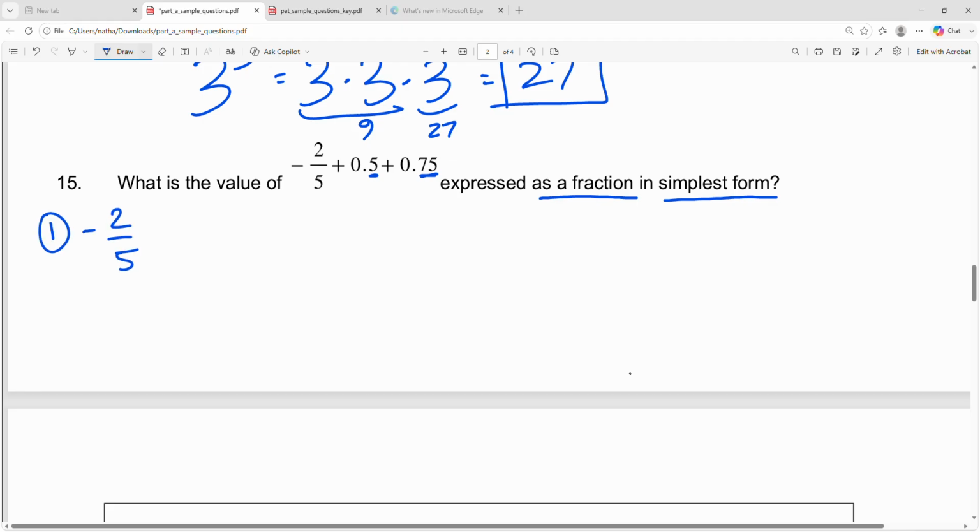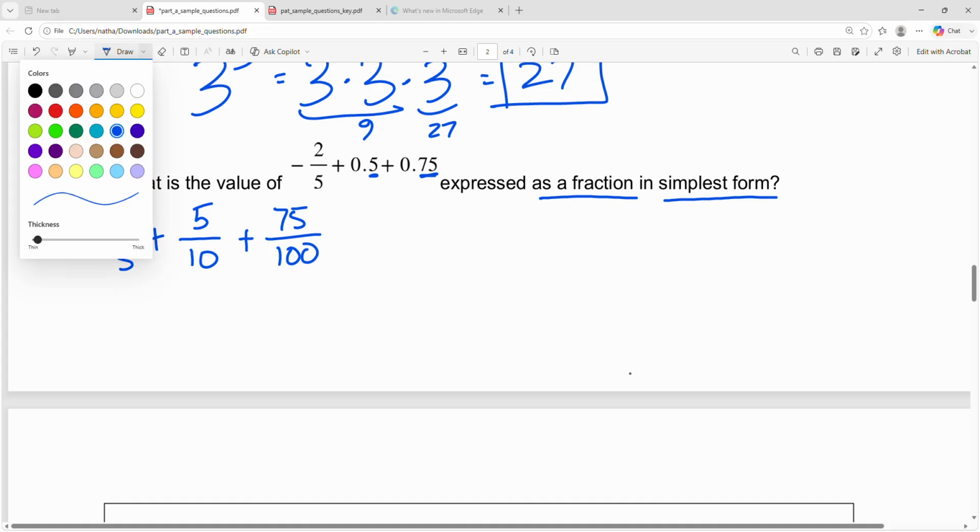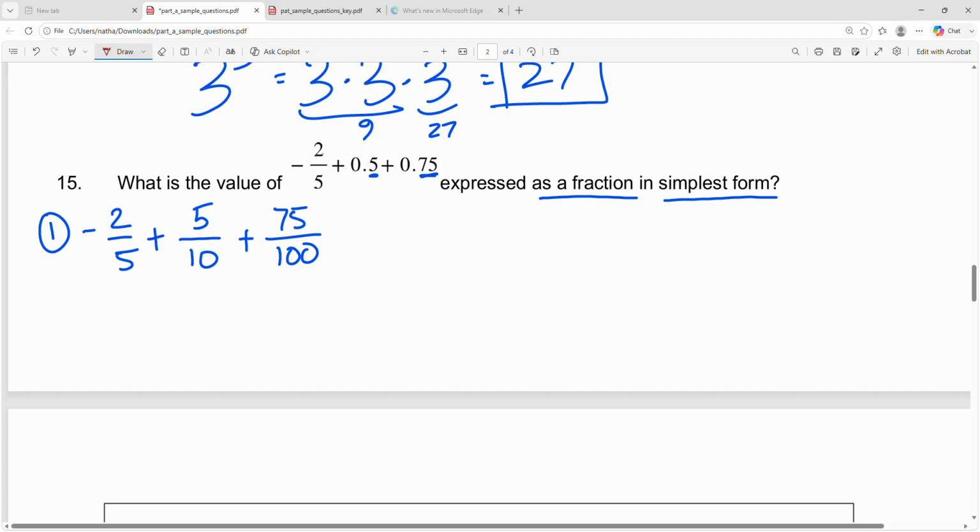-2/5. Then we have plus. We can write 0.5 as 5/10. And then we have plus 75/100ths. Now we're operating with fractions. As we know, to add fractions, we need the same denominator. So fortunately, these numbers are going to be easy for us to get a common denominator with, okay? And that's why this is a problem that's good to do this way.